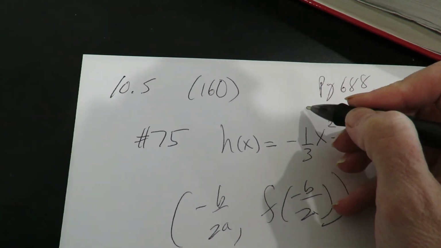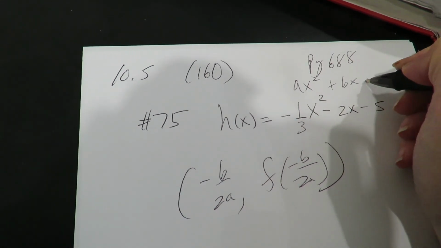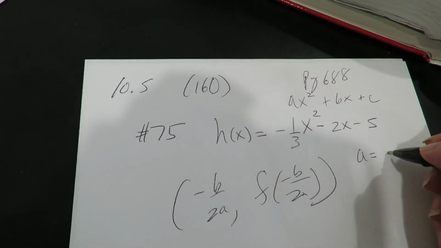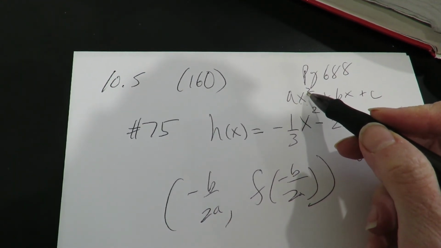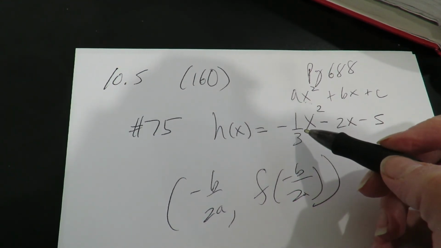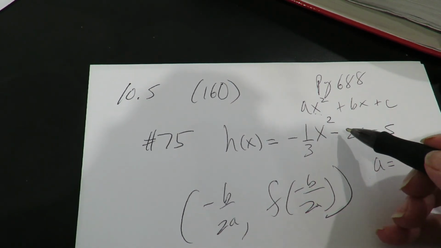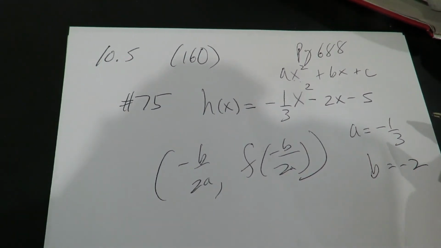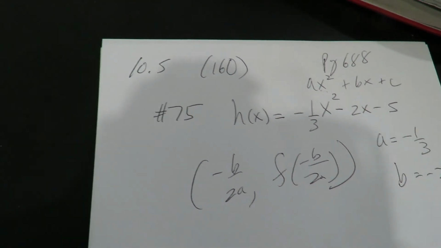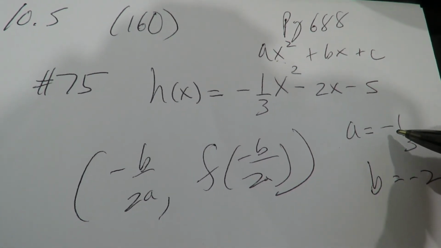Okay, so again, A is in front of the quadratic term, so it's a negative 1/3. B is in front of the linear term, so B for us is negative 2. Just watch the plus and minus. Make sure you have the correct sign. You can't ignore the sign.